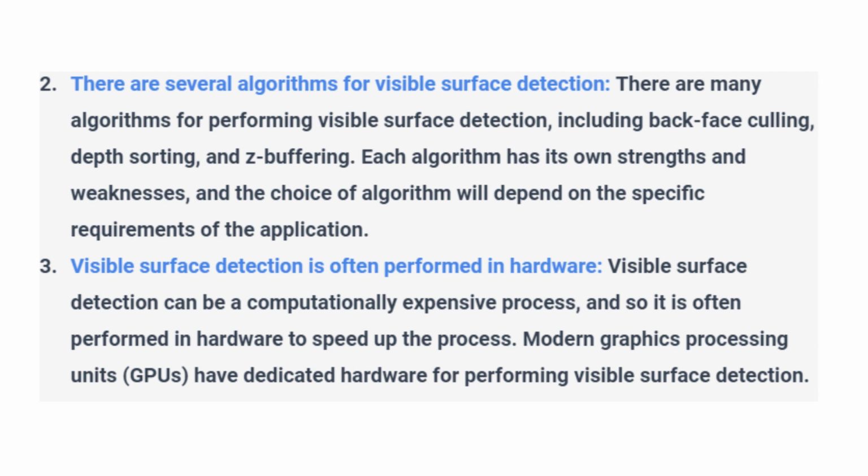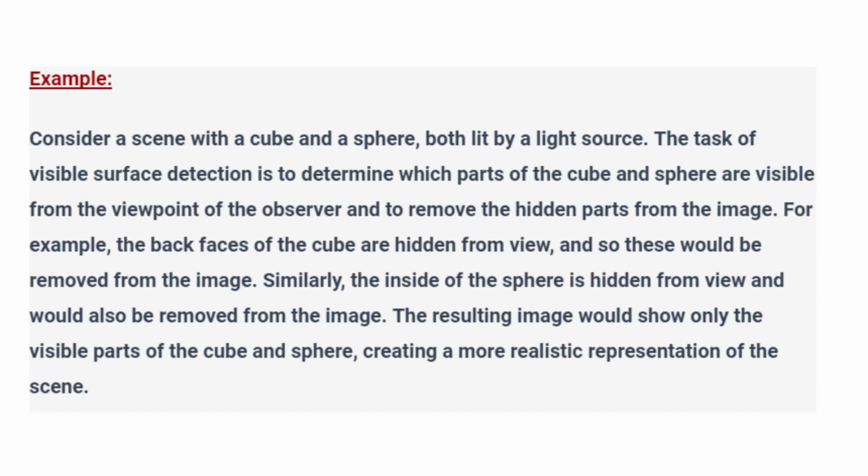Visible surface detection can be a computationally expensive process, and so it is often performed in hardware to speed up the process. Modern graphics processing units, GPUs, have dedicated hardware for performing visible surface detection.